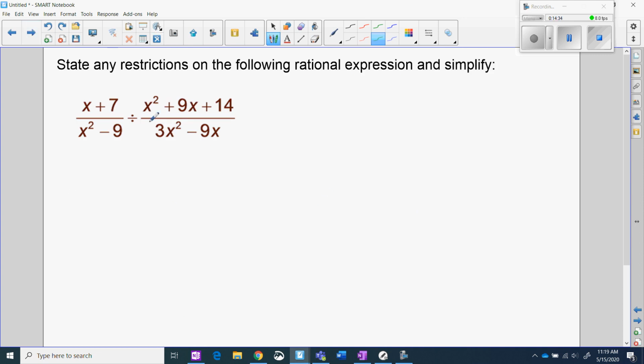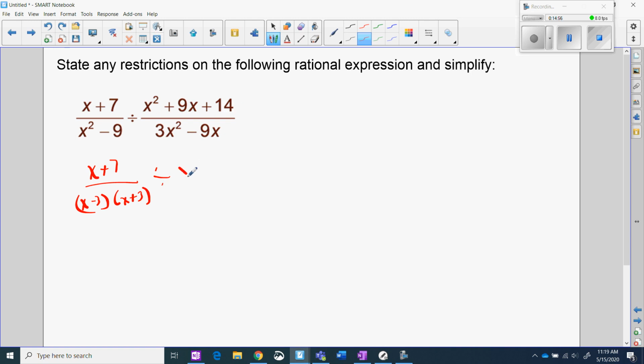All right, so this one I see is dividing. So it's also got state any restrictions. Remember, that could say state any non-permissibles. It would mean the same thing. So we always start these by factoring. X plus 7 doesn't factor. Difference of squares. We saw this one on the last slide. So x subtract 3, x plus 3. I'm going to leave it as divide for now.